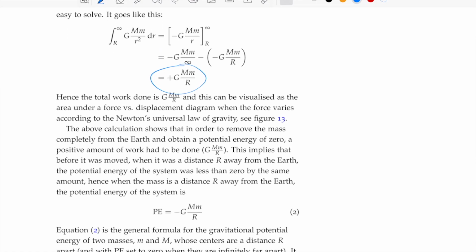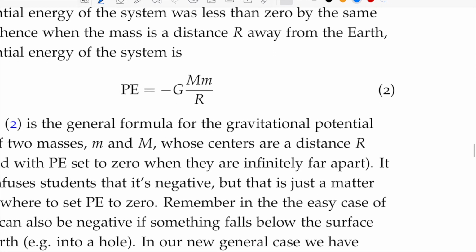So if the potential energy at infinity is 0, and we added this amount of work to take it up to 0, then it had to be less than 0 when it was at a distance r away. And we simply take away this amount of work from 0 to get the potential energy at distance r.